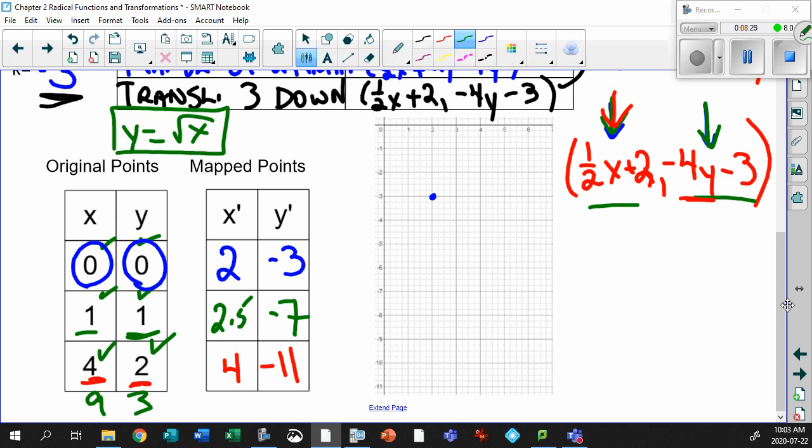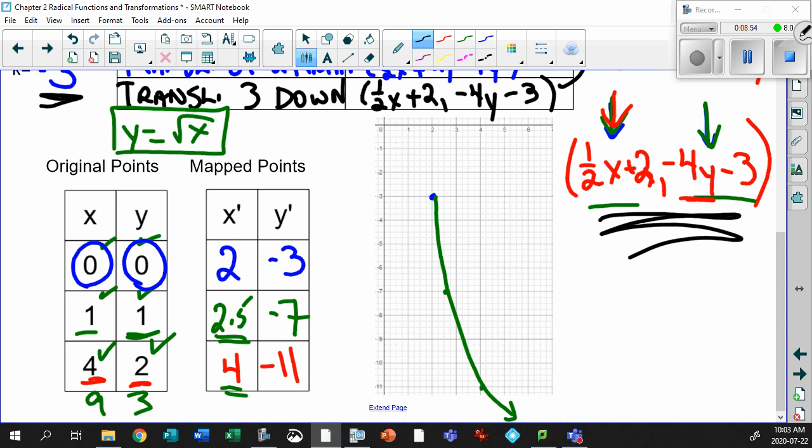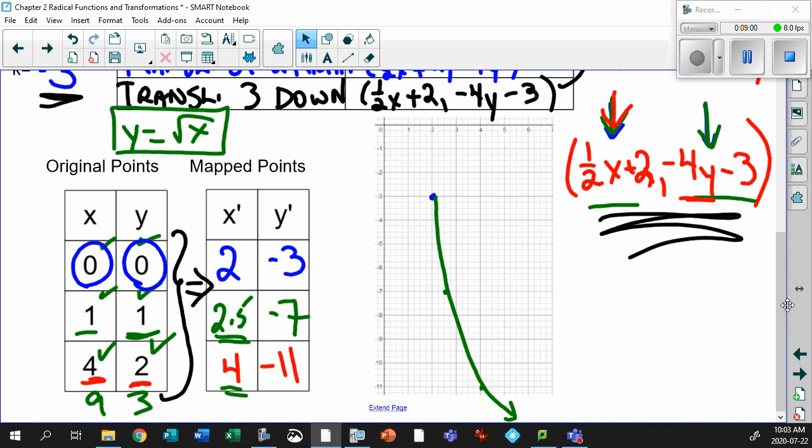So look at this. There's 2.5, -7. Let's put that in there. 2.5, -7 looks like right about there. The next one is 4, -11. 4, -11, look at that. It's right at the edge of our graph. And you can see the pattern of the graph is starting to go down like that, and it's going to continue on in that direction. So determining the mapping like this can really help if I give you a whole bunch of coordinates and say, where are those new coordinates on this new transformed graph? I think it's pretty cool.